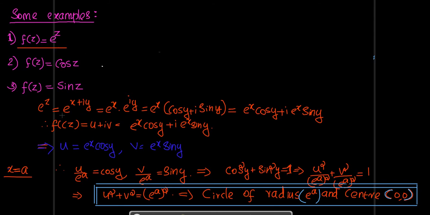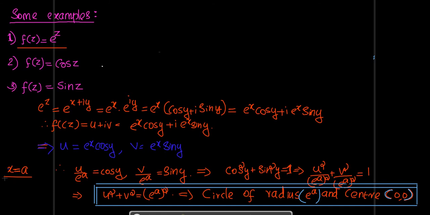So this can be denoted by z is equal to x plus iy. So this is e raised to x into e raised to iy, and this is e raised to x into cos y plus i sin y. This is e raised to x cos y plus i into e raised to x sin y. And we can see that u equals e raised to x cos y and v equals e raised to x sin y.